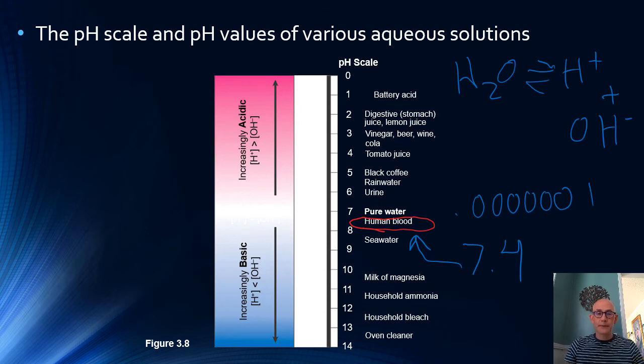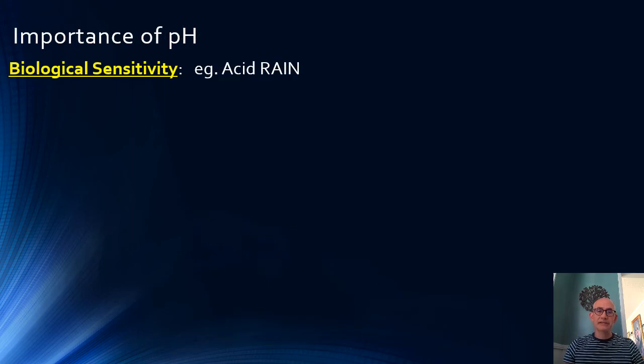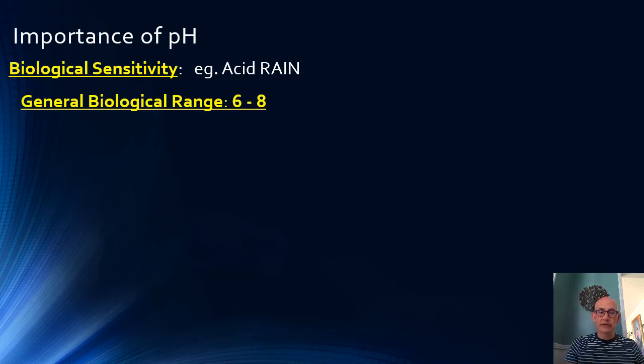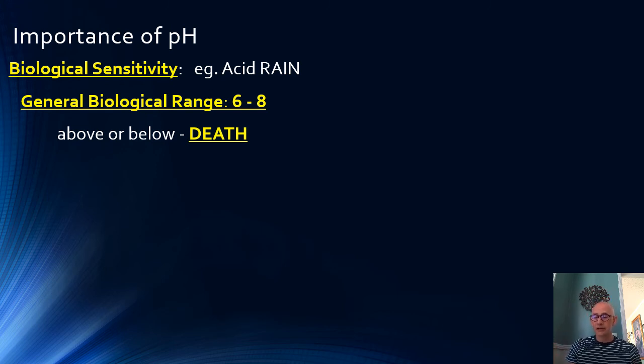So the big thing about pH is the general biological range is 6 to 8, depending on the enzymes in the living system. There are some things that operate very well at lower pHs, like the enzyme pepsin in our stomach. There are some bacteria that love acidic environments. Those are called the acidophiles, the acid lovers. One of those is Helicobacter pylori, which loves to live in the human stomach and cause stomach ulcers. So if you go above or below these ranges, that can cause death.